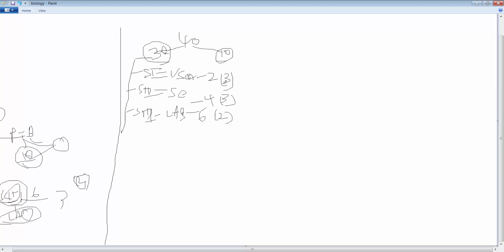So let us compare. Section 1, 6 marks. Section 2, 12 marks. Section 3, 12 marks. 12 plus 12, 24, plus 6, total 30 marks. Now let us discuss what type of questions will come in section 1, section 2, section 3.